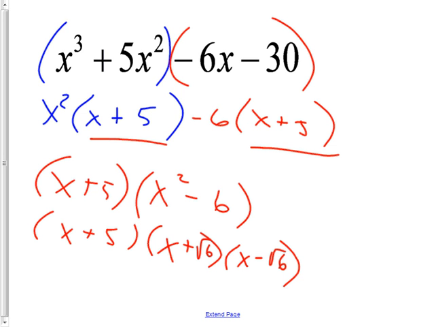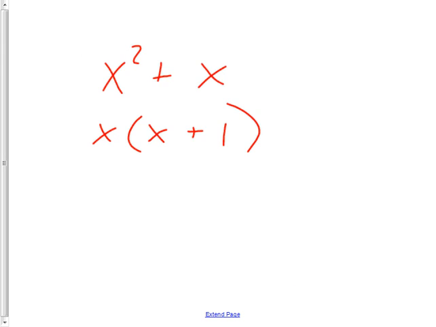Is it imaginary? No, because this is a minus. I can make this part equal 0 without imaginary numbers, see? So if that was a plus right there, then you would have needed imaginaries. Okay, moving on.